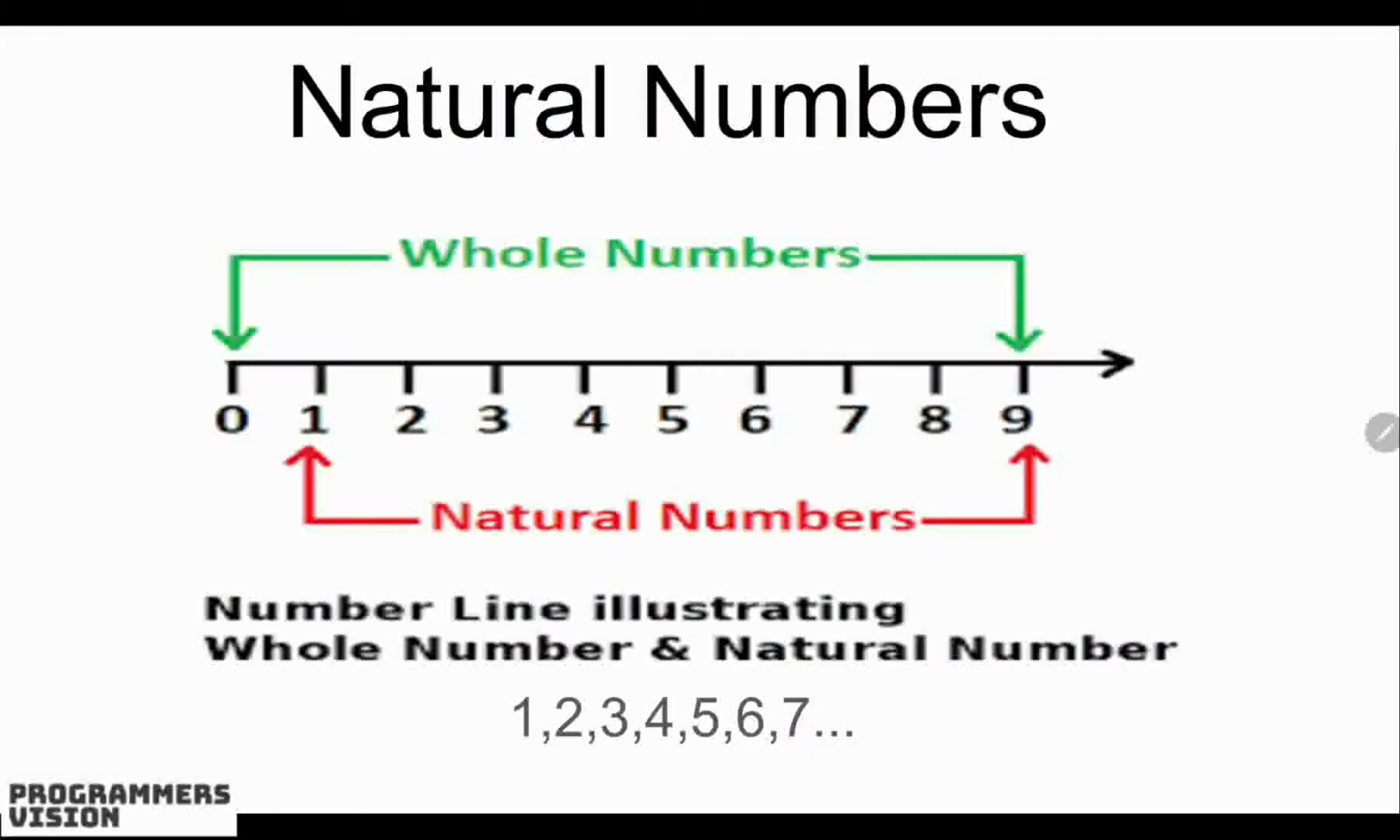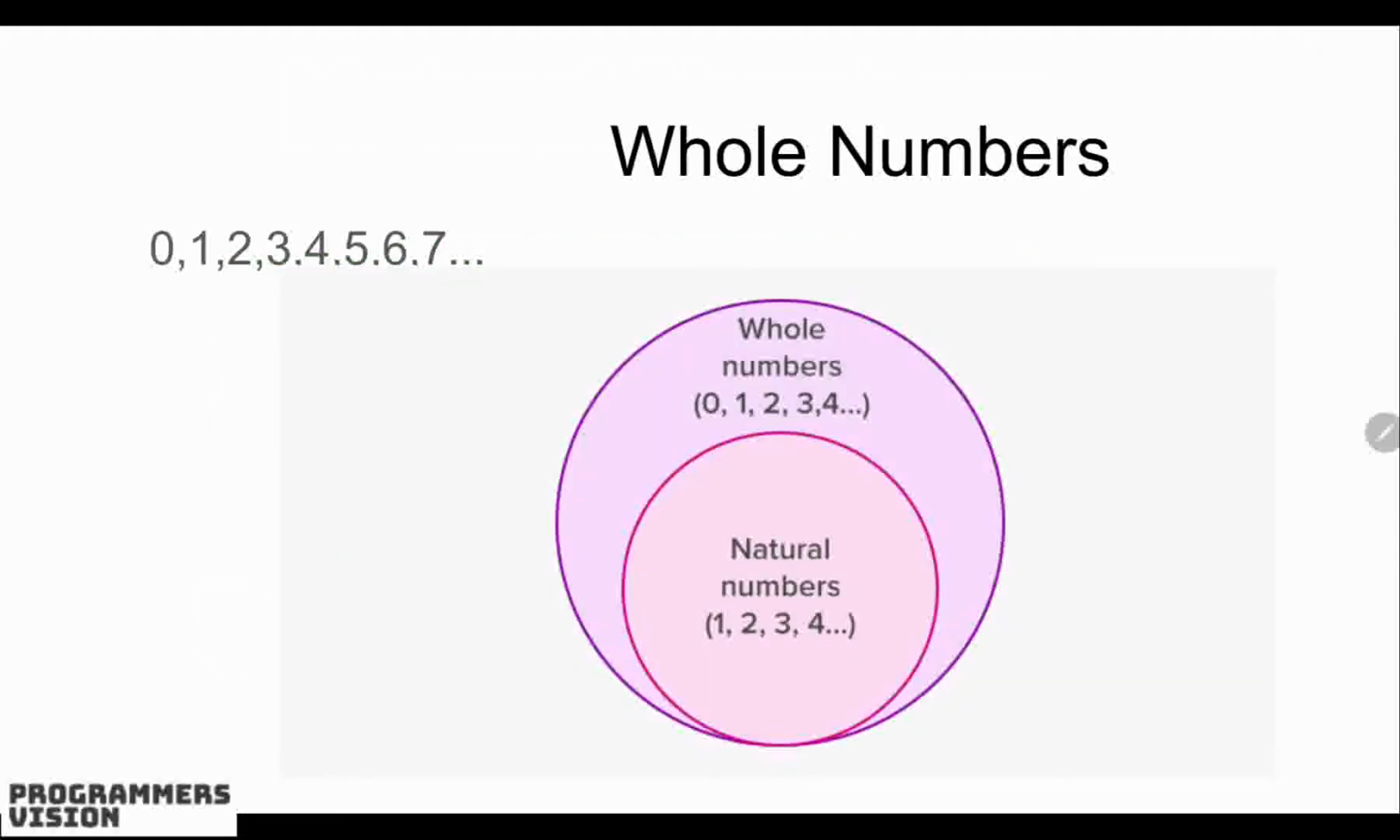Now let's study what natural numbers and whole numbers are. Natural numbers are the numbers which start from 1 and continue till the end. For example, 1, 2, 3, 4, 5 and continue till the end. While the whole numbers are the numbers which start from 0 and continue. So the difference between natural numbers and whole numbers is that the natural numbers start from 1 and the whole numbers start from 0. Here's another chart illustrating natural numbers and whole numbers.